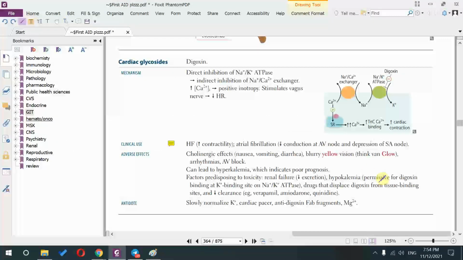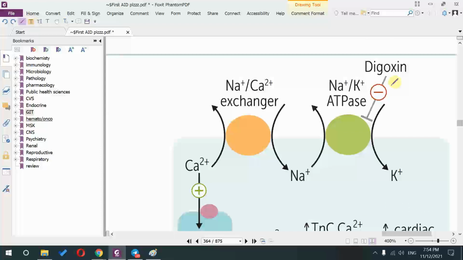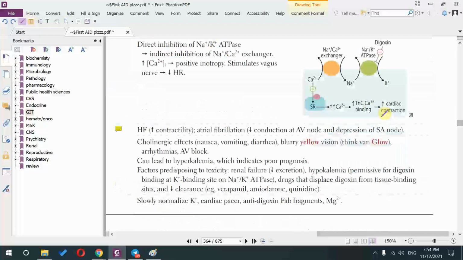So also in case of hypokalemia, it is permissive for digoxin binding at the potassium site on the sodium-potassium ATPase. So sodium-potassium ATPase, you must know where exactly the digoxin inhibits. It does not inhibit at the sodium site. It inhibits at the potassium site. Do not confuse the symptoms with this.